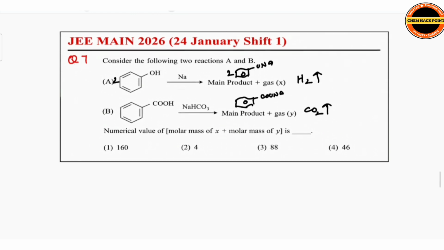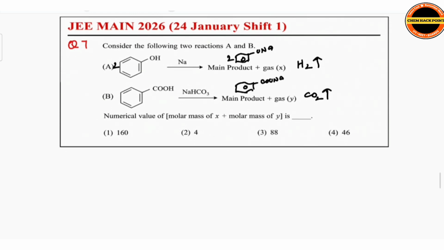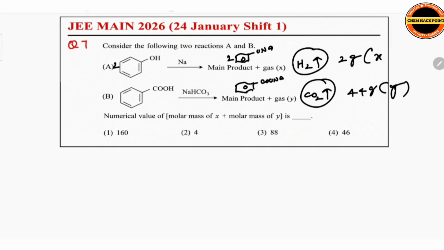So if you observe it overall, here there is 1 mole of gas, here also 1 mole of gas. Here molar mass is 2 grams, here molar mass is 44 grams. They mentioned it is X, it is Y. So X plus Y, here it is 46 is the answer. The reactions you have to practice this.